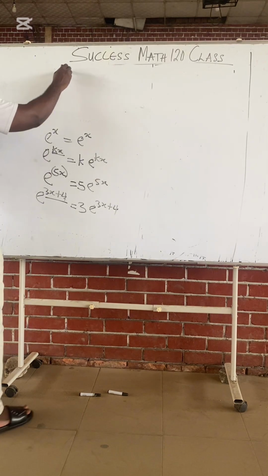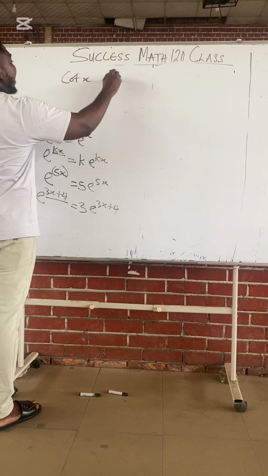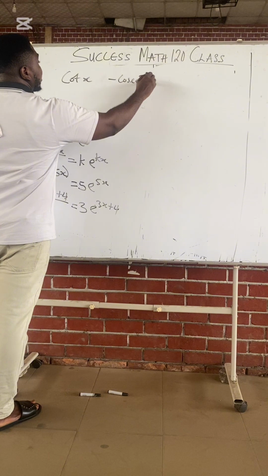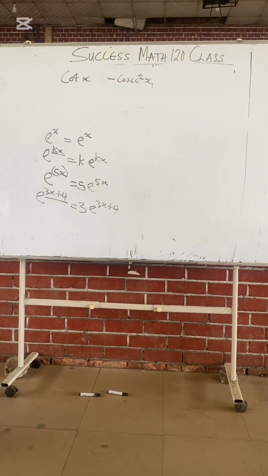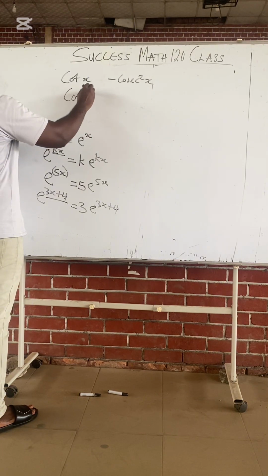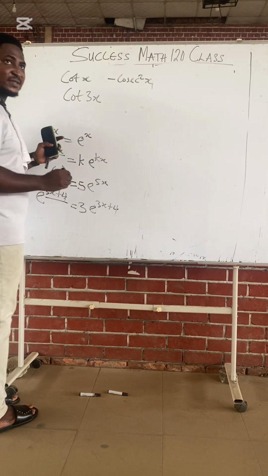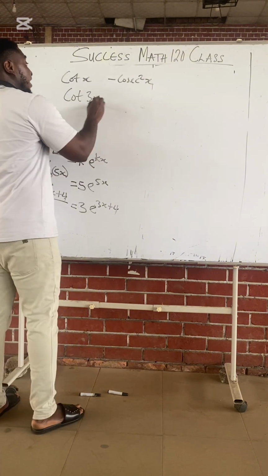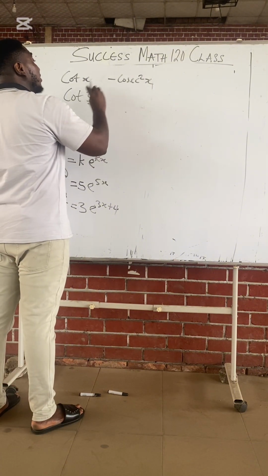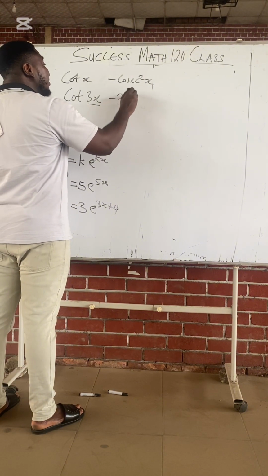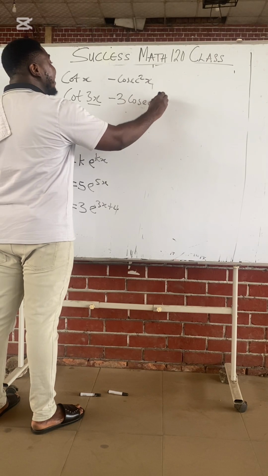Plus, differentiate cot x. What do you have? Minus cosec square, right? Differentiate cot x, you have minus cosec square x. So differentiate cot 3x. What will it be? Follow me. Differentiate 3x. What do you have? 3. So you have what? Cot changes to minus. Minus 3 cosec square 3x.